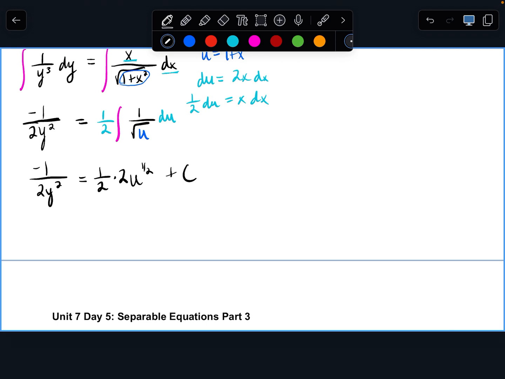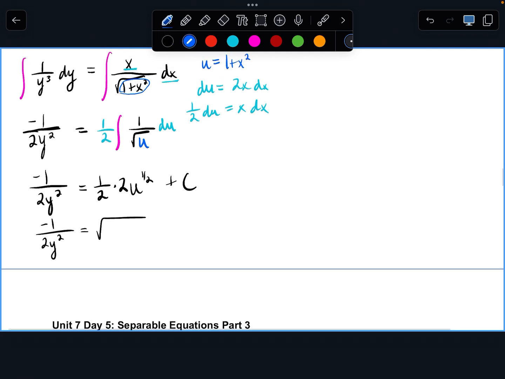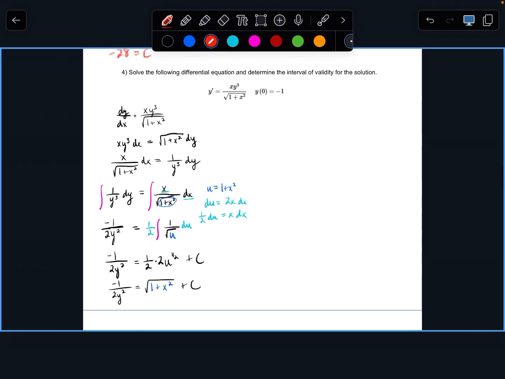I'm actually going to put it in radical form, because what would this be? Square root of, what was my u again? 1 plus x squared. And plus c. Are you processing? Do we understand? Because now you're going to stop. Find C.